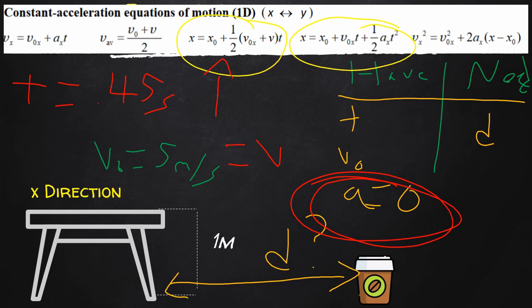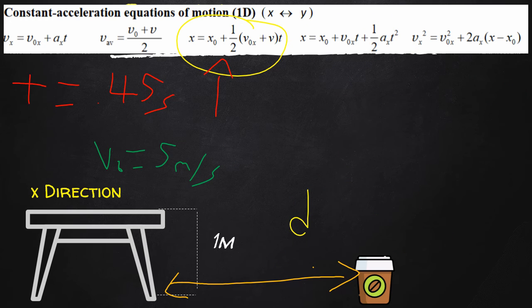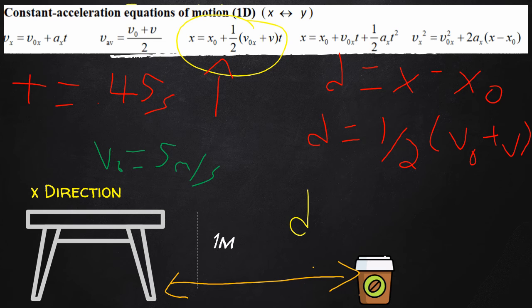So let's go with the first equation first. What I'm trying to find is d. We already know that d is going to be x minus x naught. So in both cases, I'm just going to solve directly for that. So I'll have, starting off, if I move the x naught over, d is 1/2 v naught plus v times time, which I ran out of space, but it's right there.